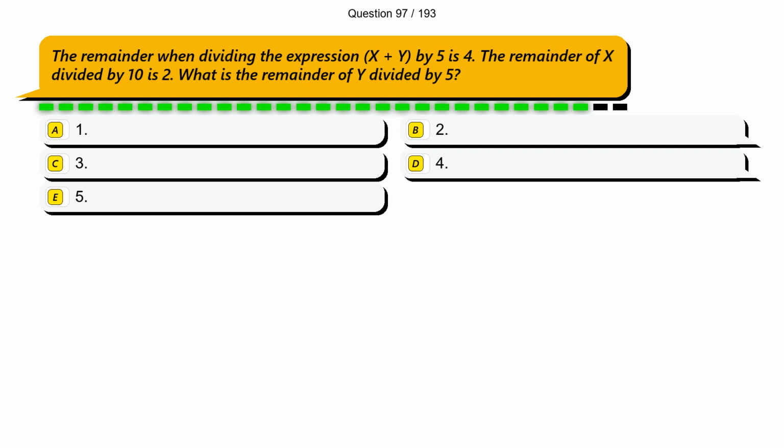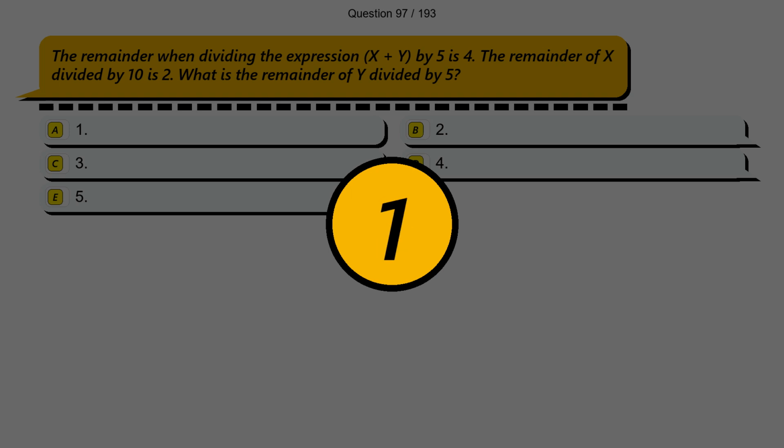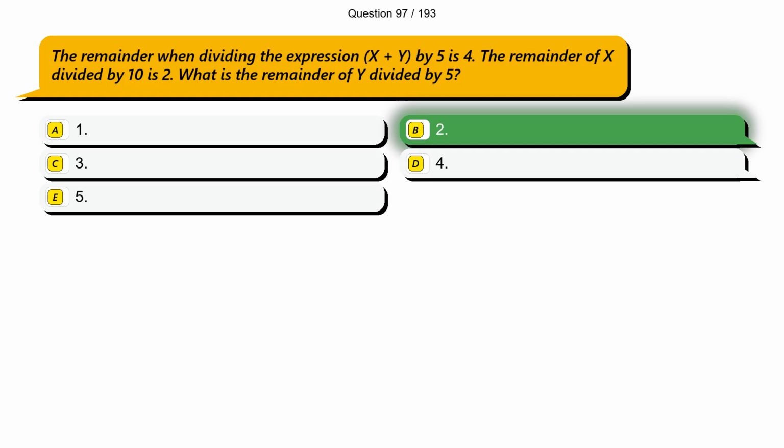Question 97. The remainder when dividing the expression x plus y by 5 is 4. The remainder of x divided by 10 is 2. What is the remainder of y divided by 5? Option A, 1, option B, 2, option C, 3, option D, 4, option E, 5. The correct answer is option B, 2.